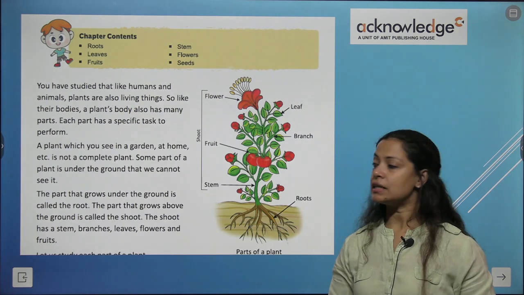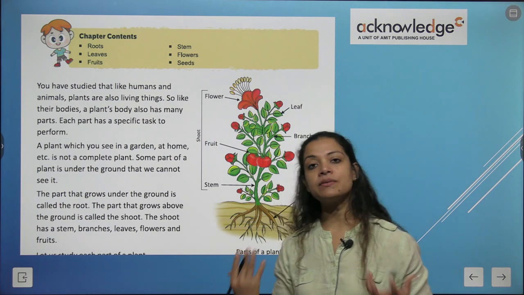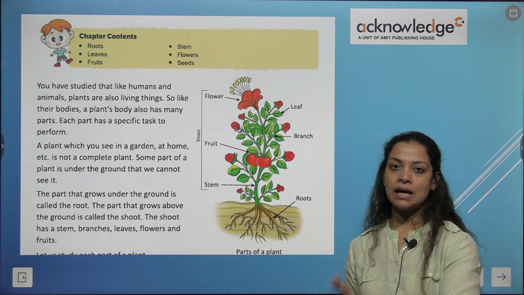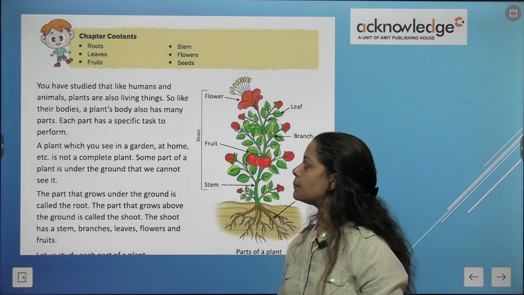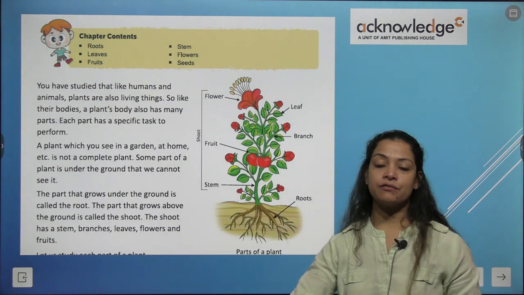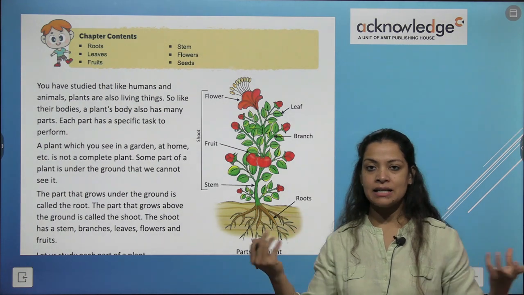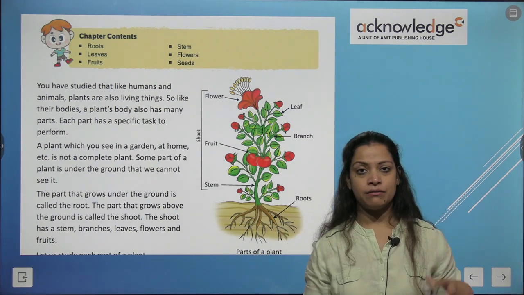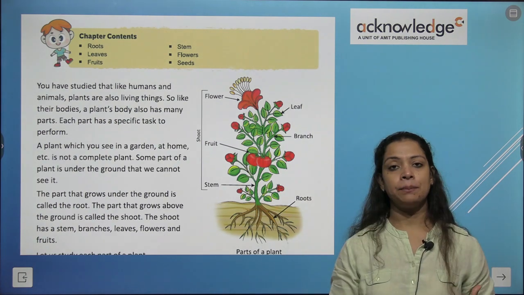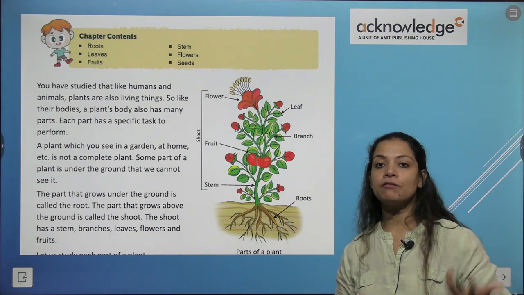So we all have studied like humans and animals, plants also are living things. या हम सबको पता है कि 3 categories हैं living things की, animals, humans and plants. So like their bodies, a plant's body also has many parts. Each part has a specific role. हर एक part एक एक perform करता है role. जैसे we have hands, legs, stomach, brain, everything in our body जो हर एक different perform करता है. Similarly एक plant में भी जो so many parts are there, they perform different role.